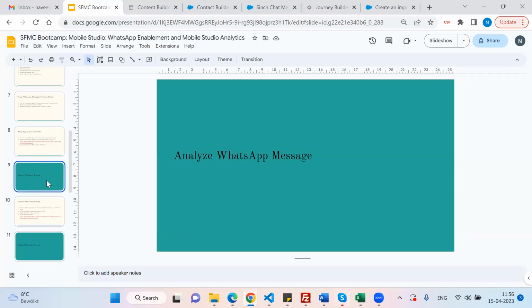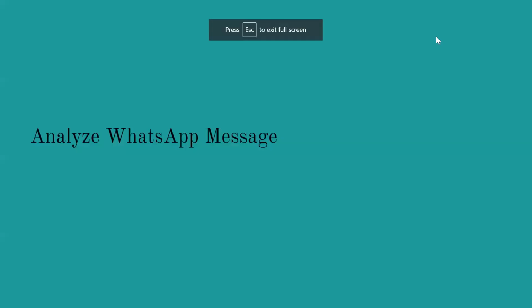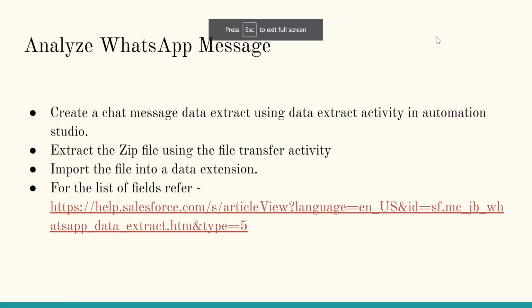Okay, then the next thing would be analyzing the WhatsApp message. In general, we don't have any data views or anything like that. All we have is a data extract. So we have to create a chat message data extract using the data extract activity in the automation. Then it would be in a zip format, so you push that zip to the FTP, then you import that file back to a data extension.